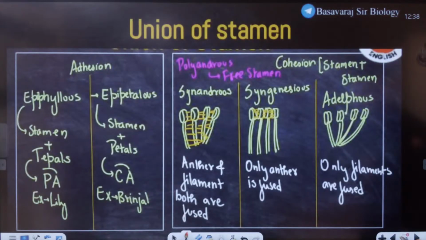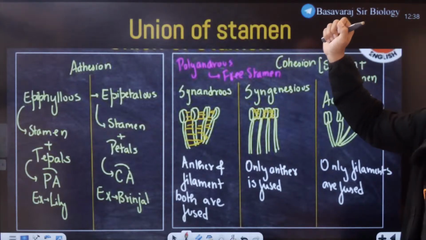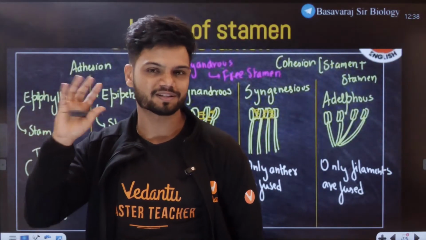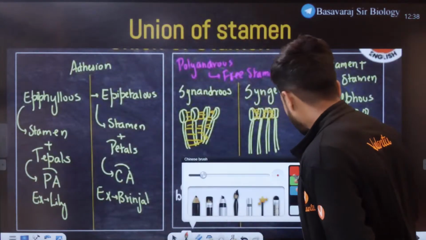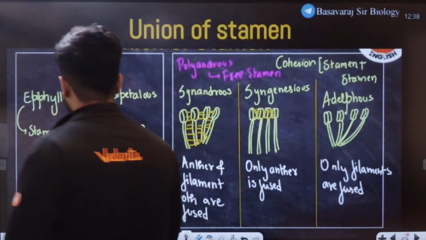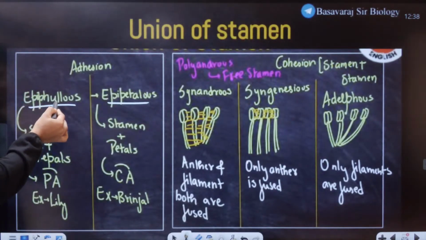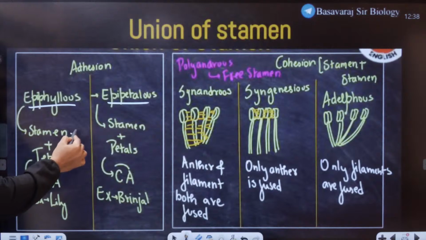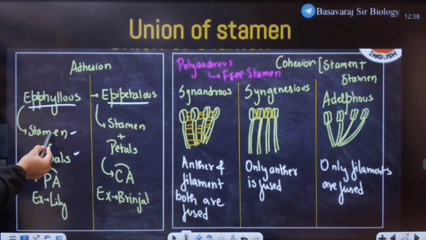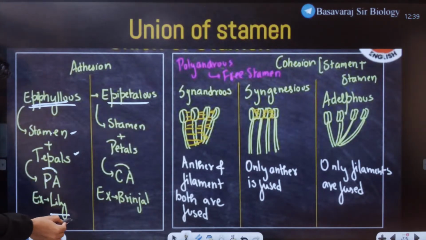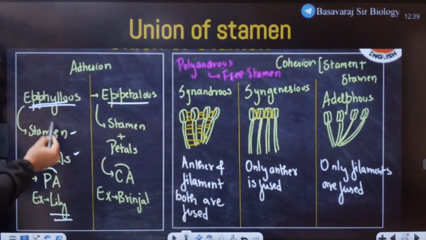Okay. Now, students, now I'll teach you something called as union of stamen. Ready? I will teach you the entire union of stamen in 5 minutes. Now there are two categories here: epiphyllous condition and epipetalous condition. In epiphyllous, stamen plus tepal is called as epiphyllous condition. Perianth and Androecium has a connection here. Example is lily.